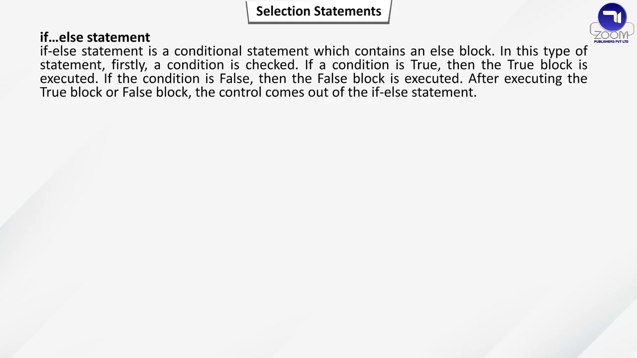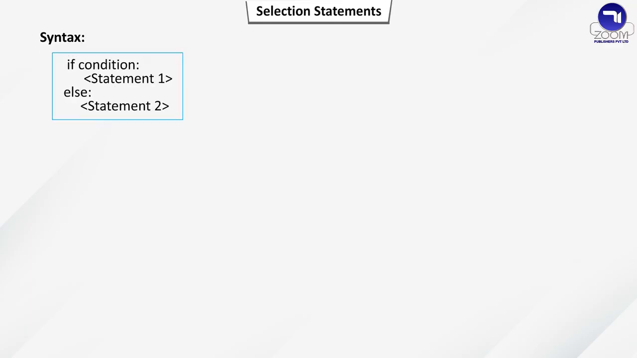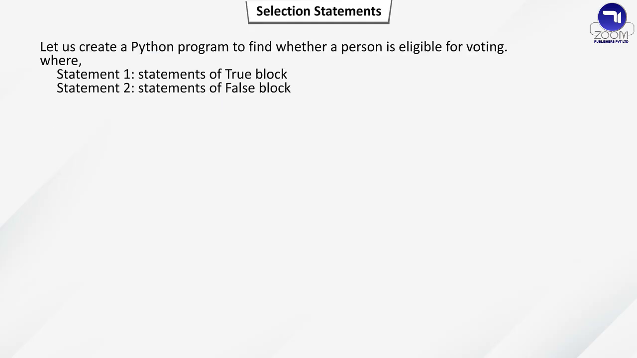If-else statement. If-else statement is a conditional statement which contains an else block. In this type of a statement, firstly a condition is checked. If a condition is true, then the true block is executed. If the condition is false, then the false block is executed. After executing the true block or false block, the control comes out of the if-else statement. Syntax: if condition, statement 1, else statement 2. Let us create a Python program to find whether a person is eligible for voting, where statement 1 is the statements of true block, and statement 2 is the statements of false block.